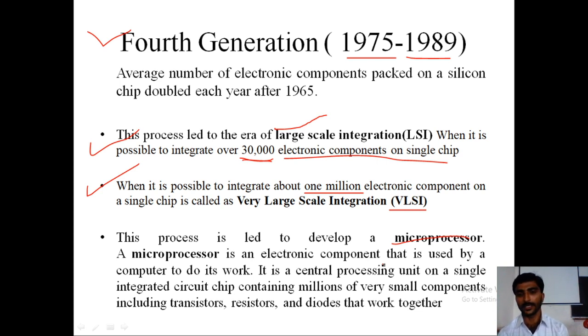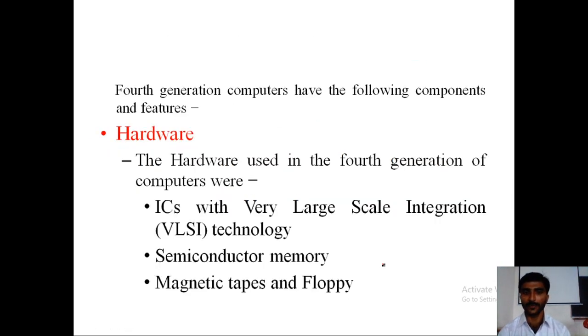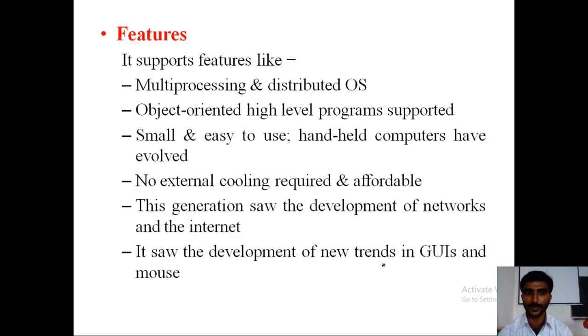It is a central processing unit. We can say the microprocessor is a central processing unit, CPU, on a single integrated circuit, chips containing millions of very small components, including transistors, resistors and diodes, that work together. And the hardware, as you know already: ICs with very large scale integration are used. Semiconductor memory, magnetic tapes and floppy disks are used.